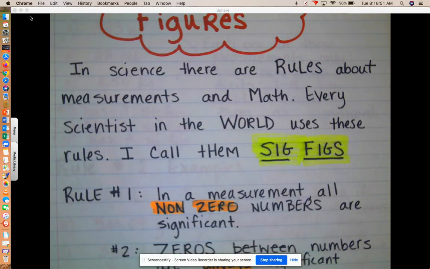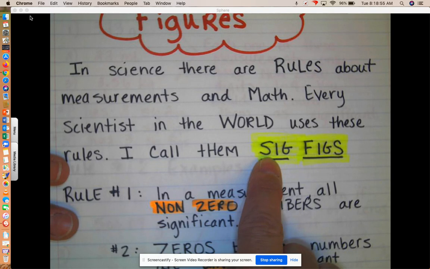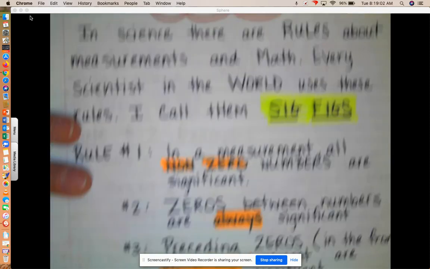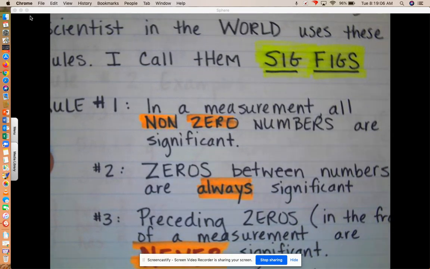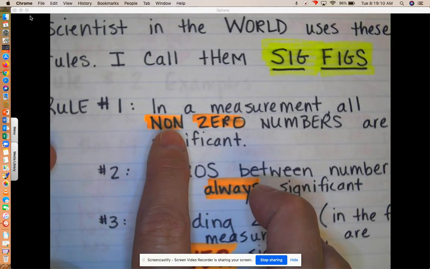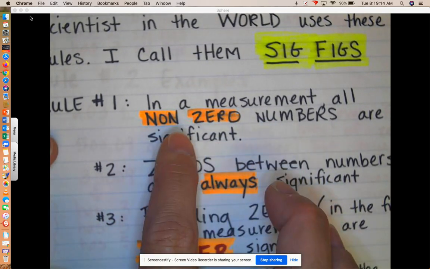So here are the rules, and I just shorten them. When you see me call them figs, I'm just shortening this word significant figures, right? So here are the rules. Rule number 1, anytime you have a measurement, anything that is a non-zero number is considered significant.